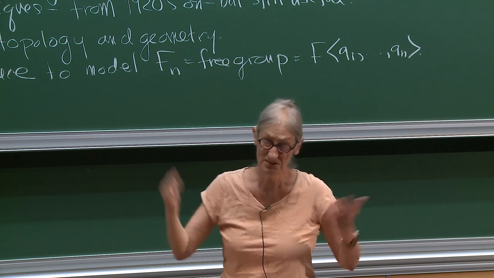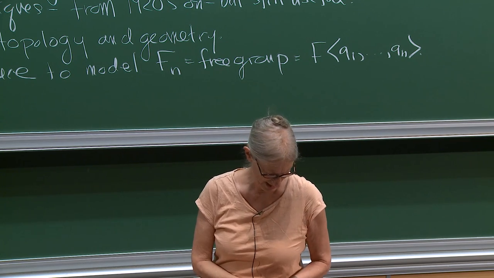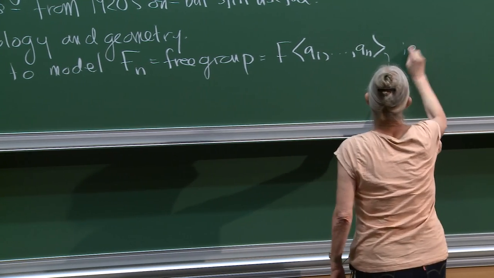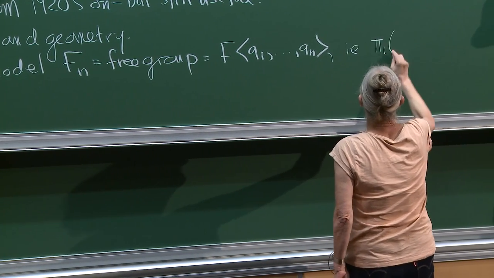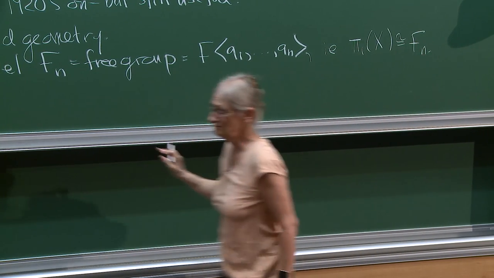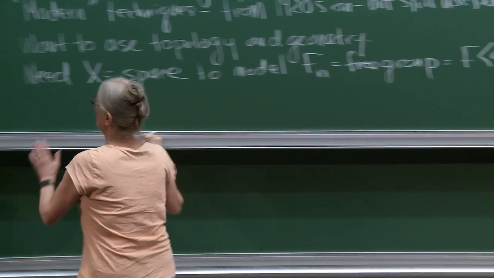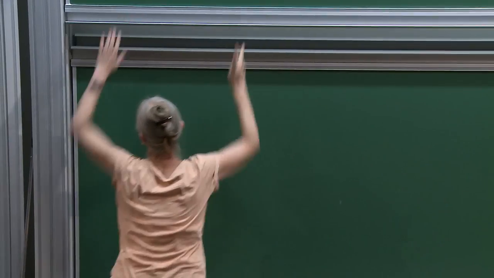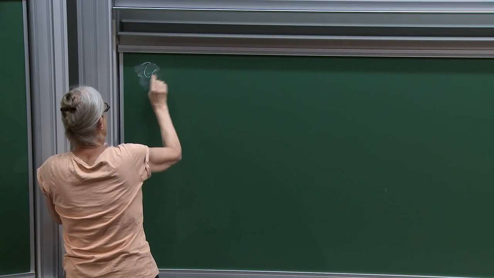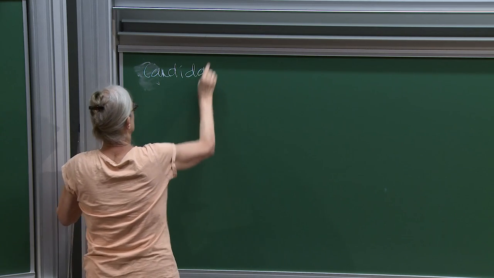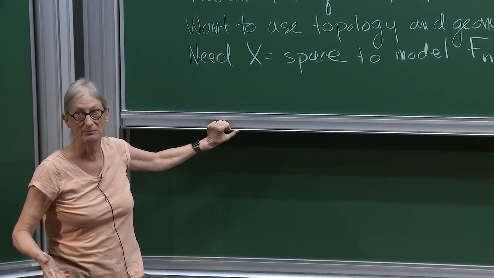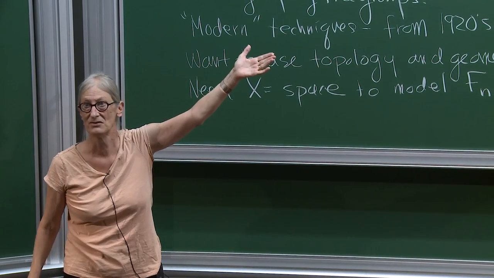Okay, so you're going to use topology. You're going to think about groups. You want a space that models the free group. In other words, you want a space X with the fundamental group of X isomorphic to the free group. So you can probably, off the bat, think of several spaces that might work. So let's try, so candidates. Oh yeah, I should have said you want a space that models the free group, but we're actually supposed to be studying automorphisms of the free group.